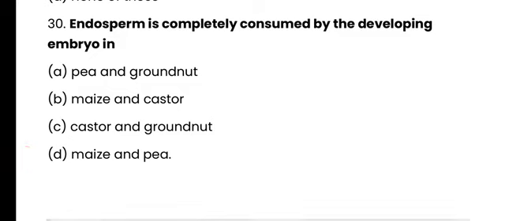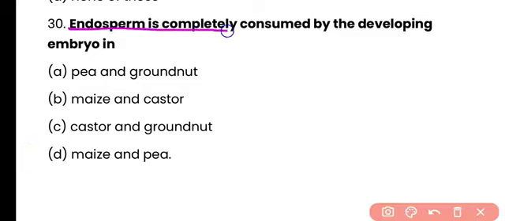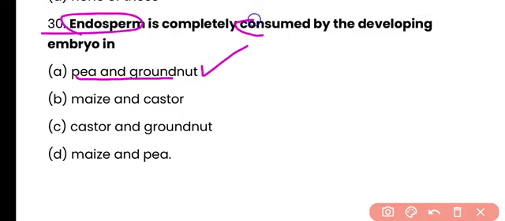Question number 30. Endosperm is completely consumed by the developing embryo in pea and groundnut, maize and castor, castor and groundnut, maize and pea. Correct answer is option A. In pea and groundnut, the endosperm is completely consumed by the developing embryo.